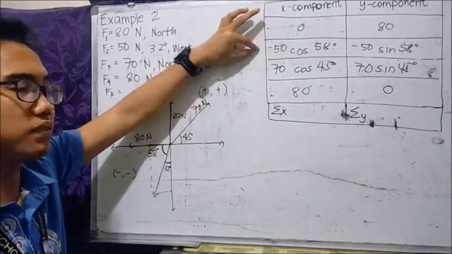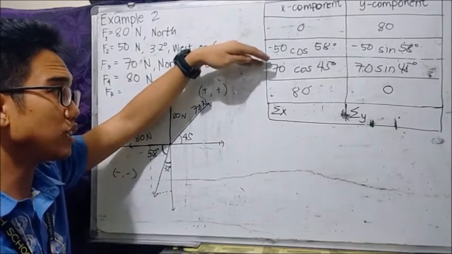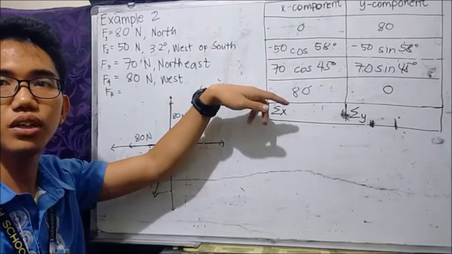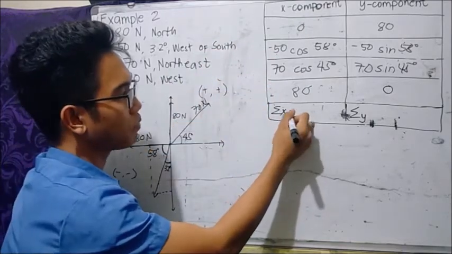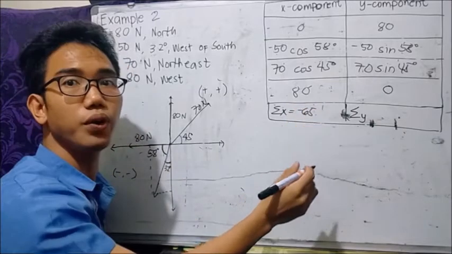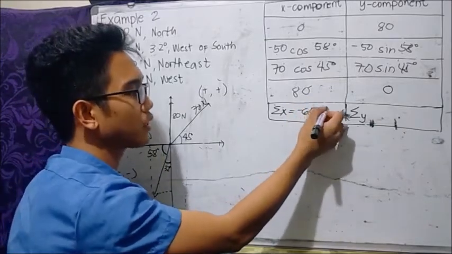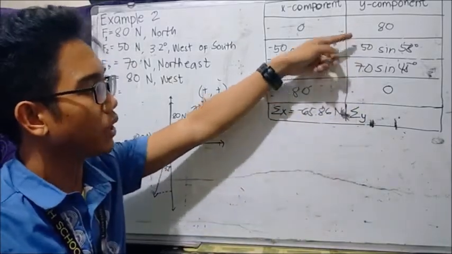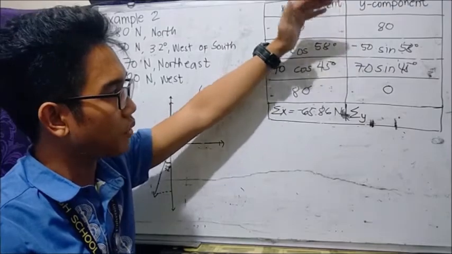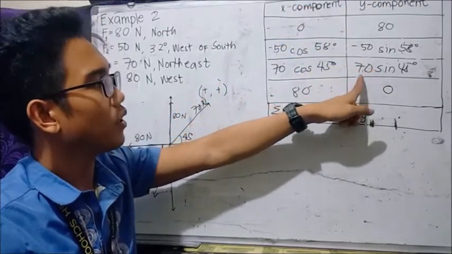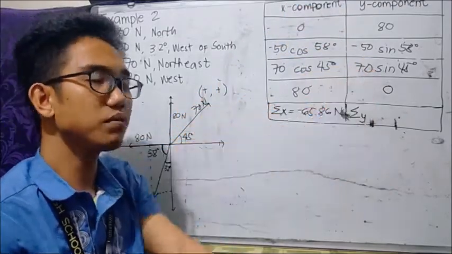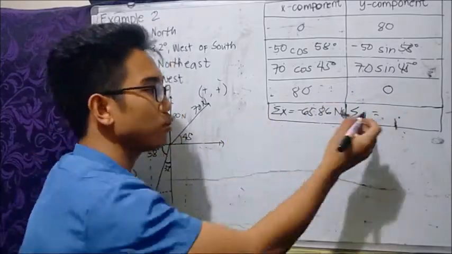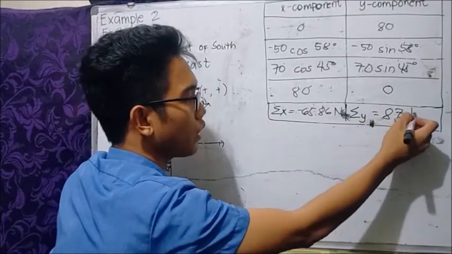So we have negative 50 cosine 58 degrees plus 70 cosine 45 degrees minus 80, that is equal to negative 65.86 Newton. Okay, now next we add your y components, that is 80 minus 50 sine 58 degrees plus 70 sine 45 degrees. The sum of your y components is equal to 87.1 Newton.